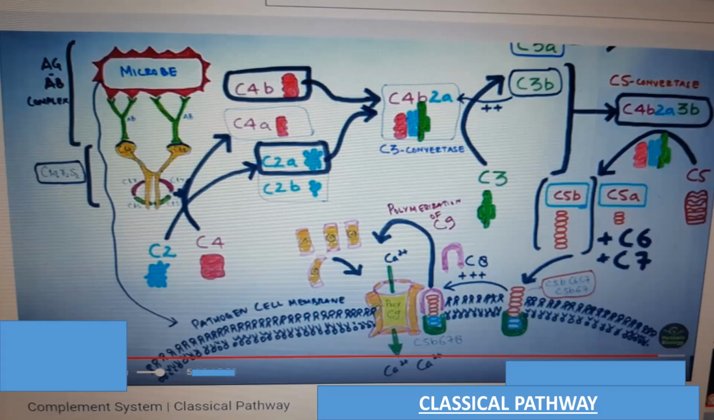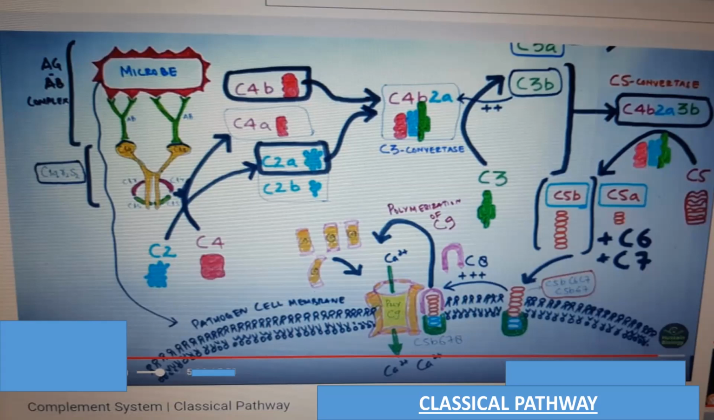So this C5B will now combine with other components of the system, C6 and C7. This C5 will combine with 6 and 7, and there is a polymerization of abundant proteins. Hence 7 will combine with 8 and ultimately 9. So the polymerization is also taking place.